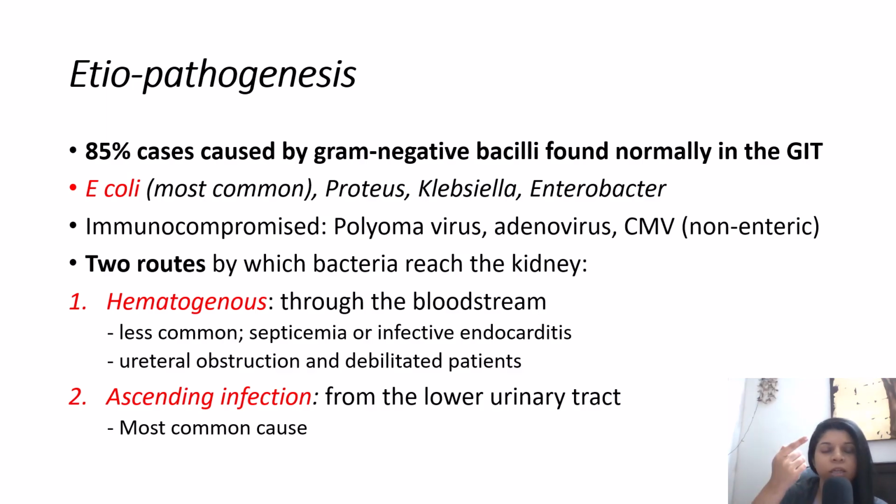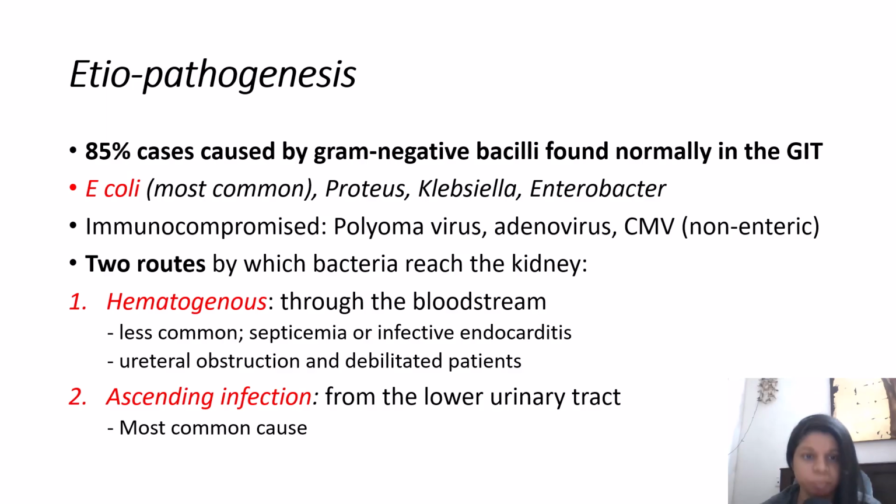Okay, and that bacteria is so virulent that it can travel through the urinary tract and reach the kidney. Those bacteria are E. coli, most common, as we all know, in the gut, and then there are Proteus, Klebsiella, and Enterobacter. Why gram negative? Because gram-negative bacteria have a bacterial adherence property, which I'll be discussing later. And then in immunocompromised patients, see, normally when we have good immunity, our infections are contained. So in immunocompromised patients, less virulent organisms like polyomavirus, adenovirus, and CMV, which are not through the enteric pathway, can cause kidney infection.